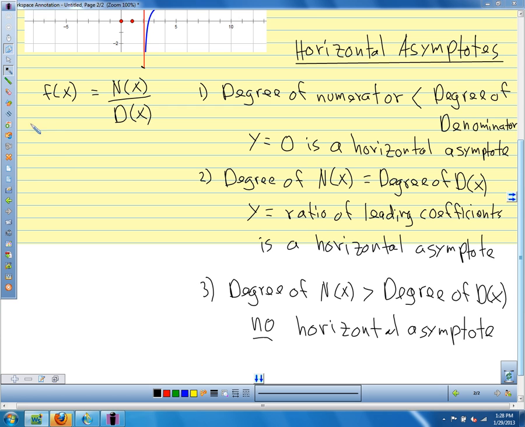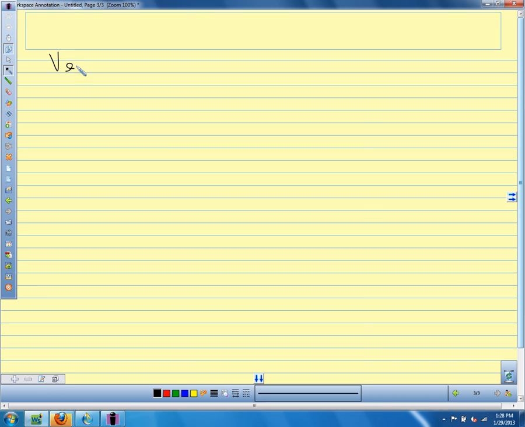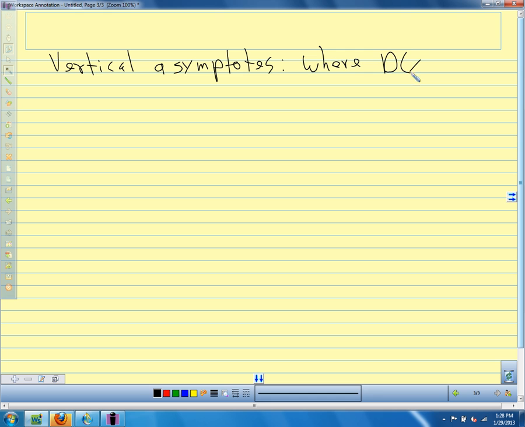And again, vertical asymptotes. Vertical asymptotes are where the denominator equals 0. And we get a line at x equals whatever this value is. That's our line, x equals, so we get a vertical line. So we get a vertical asymptote at the x values where the denominator equals 0.